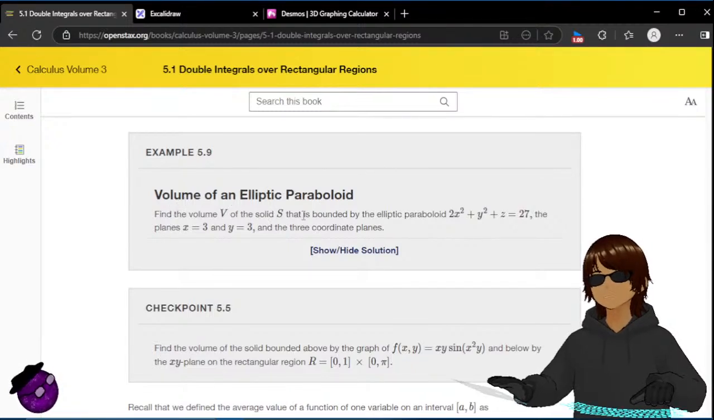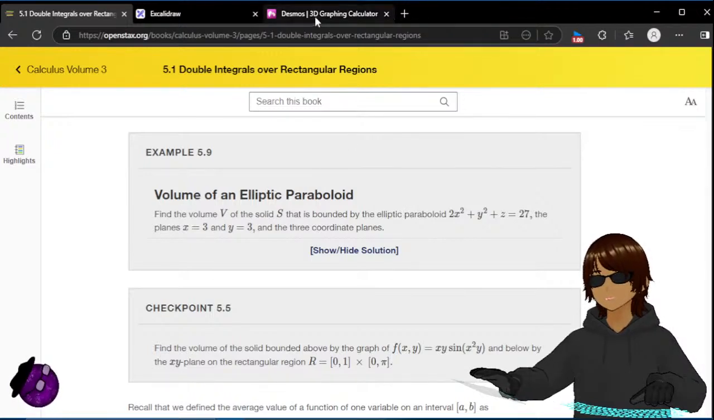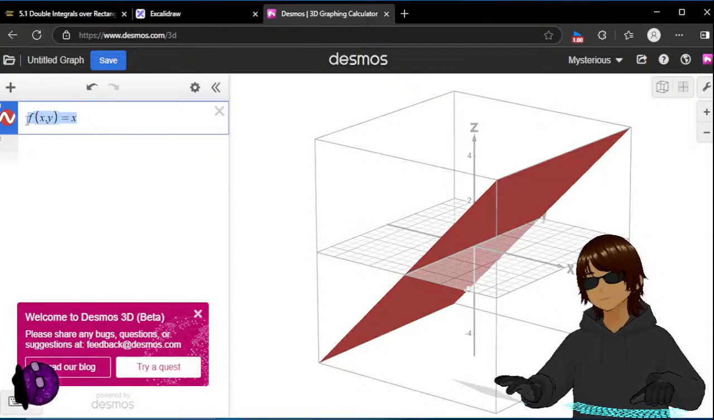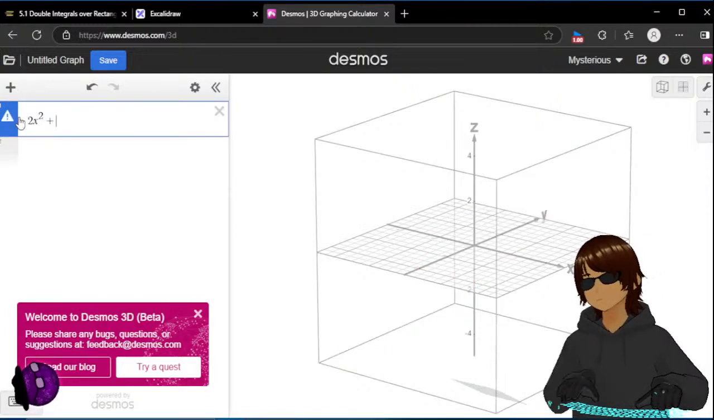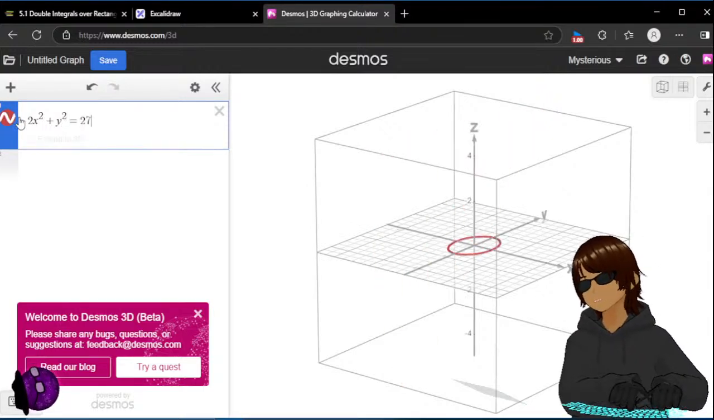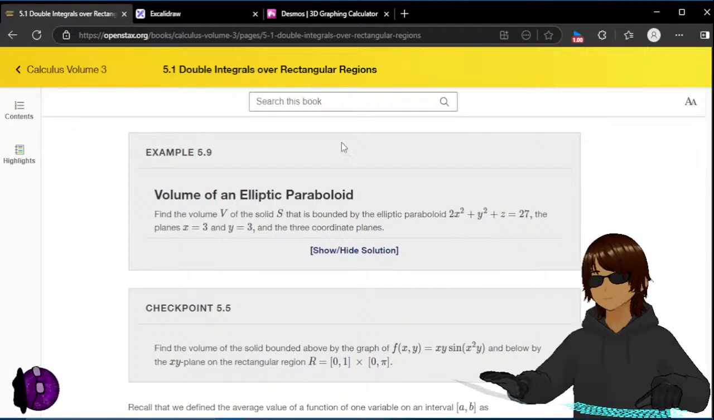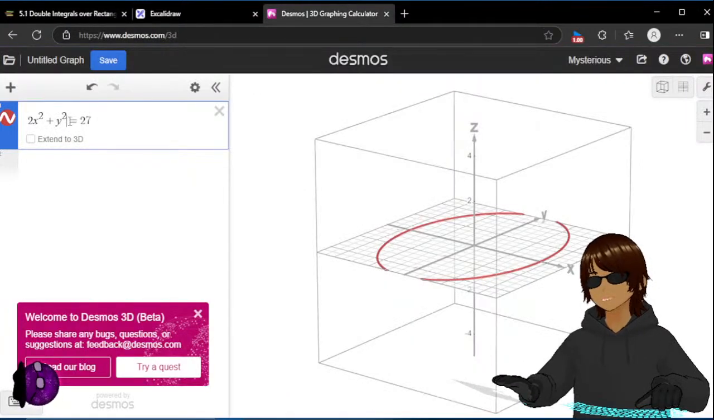Find the volume V of a solid S that is bounded by the elliptic paraboloid, the planes x equals 3 and y equals 3, and the three coordinate planes. The volume of the solid S that is bounded by the elliptic paraboloid 2x squared plus y squared plus z equals 27.